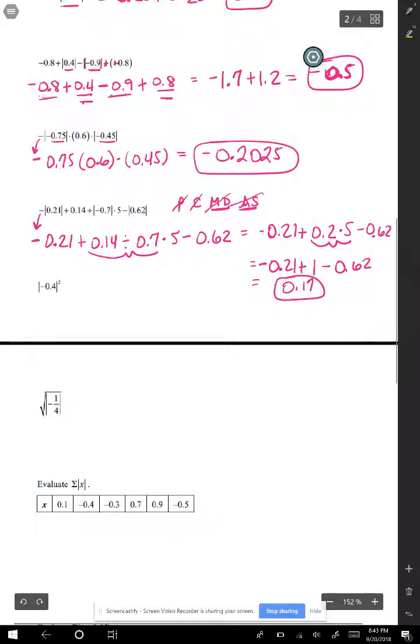On this next one, we have the absolute value of negative 0.4, and then we're going to square it. So the first thing you do, absolute value of negative 0.4 is 0.4, and then 0.4 squared would be 0.16.